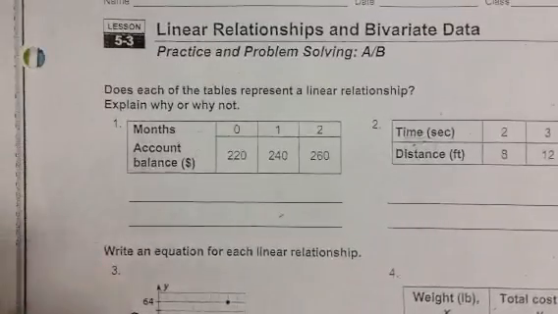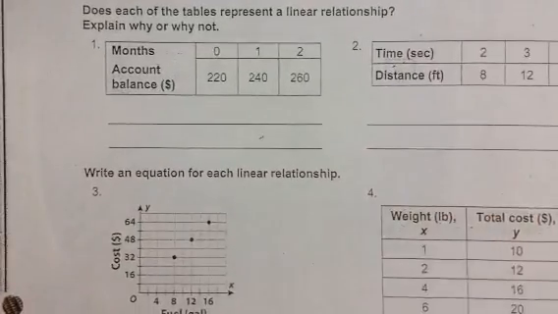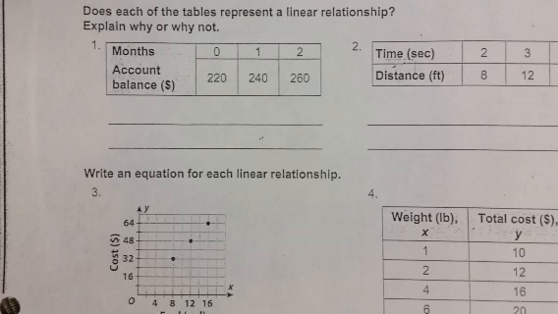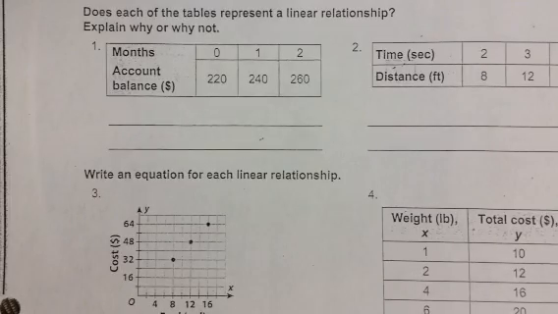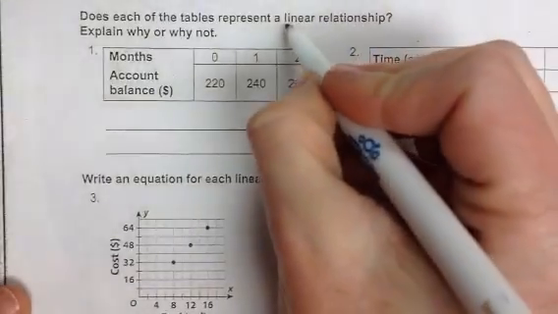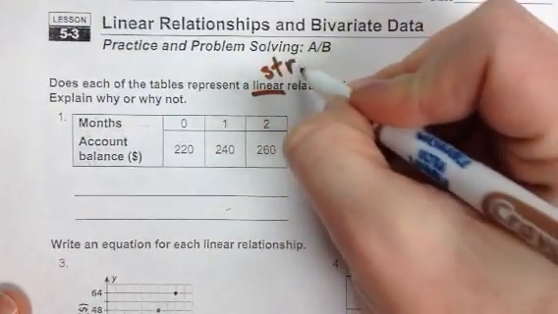Okay, these are the notes for 5-3 linear relationships and bivariate data. So the first directions say, does each of the tables represent a linear relationship? Explain why or why not. So you have to know that linear just means it's going to be a straight line.